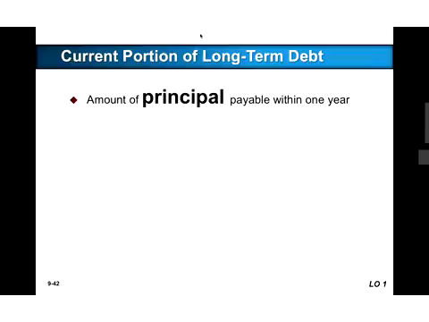Current portion of long-term debt, amount of principal. And I've made the word principal big because that's the key word. This is how much principal we have to pay back over the next year. It's not the interest. The interest is an interest payable, but the actual principal we have to pay back is considered current portion of long-term debt, which is a current liability.